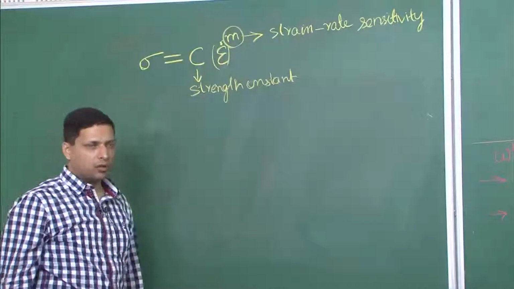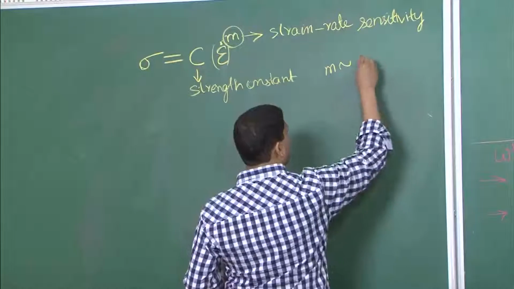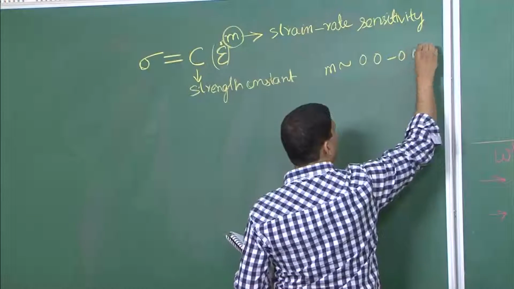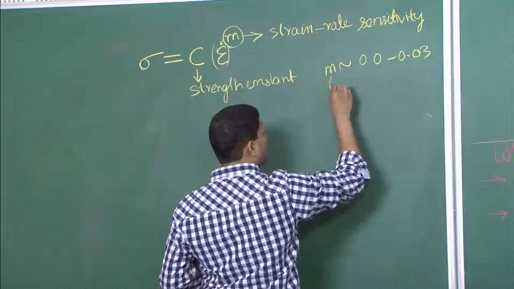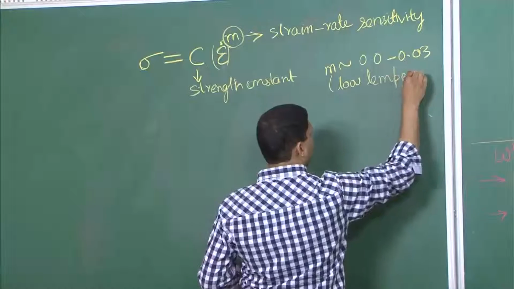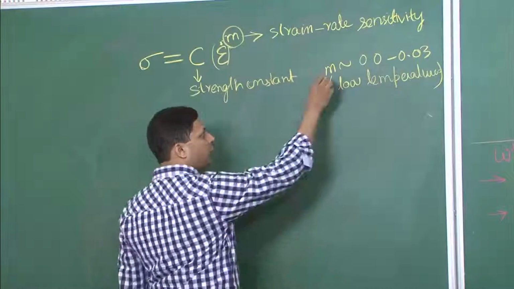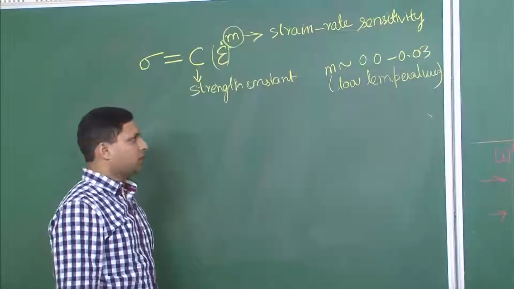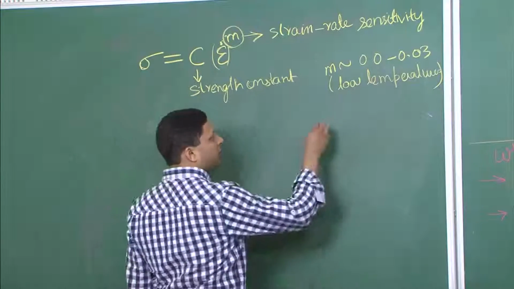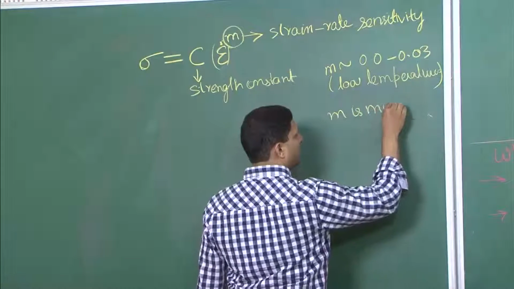And fortunately for us, this M is usually very small, of the order of 0.0 to 0.03, but that is only at low temperatures. At higher temperatures, the value of M increases drastically, and we will see schematically how this M changes. But for now it suffices to say that M is much larger at higher temperature.